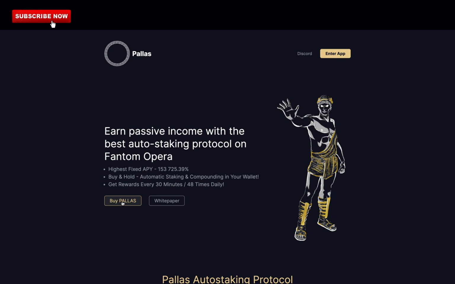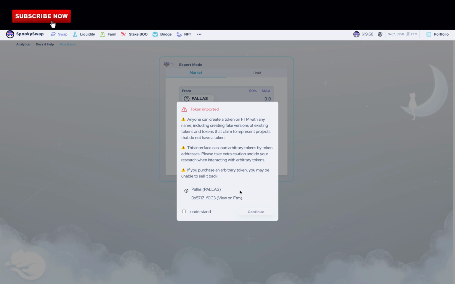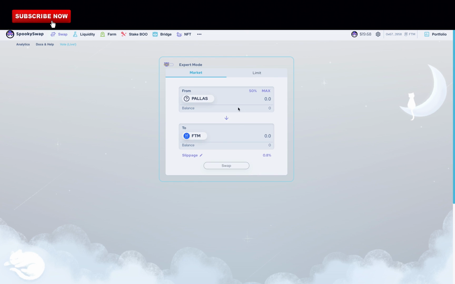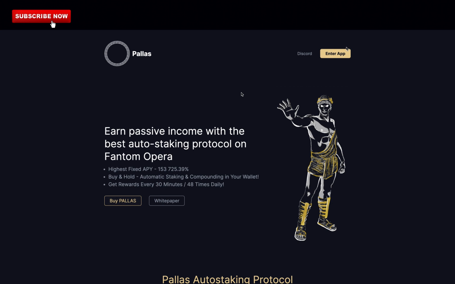Back to the home page, here you can buy the token Pallas if you would like to. This brings you to SpookaSwap. The token is imported automatically, just click I understand and continue. And now you can swap any token on the Fantom Network to Pallas. Back here, let's enter the app.